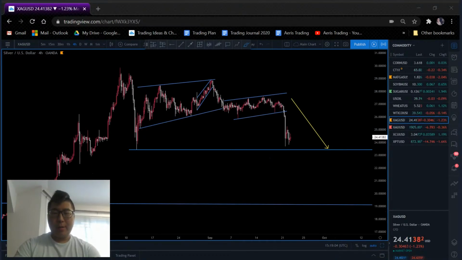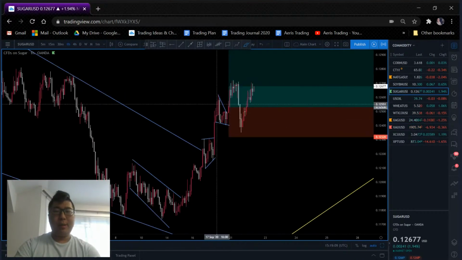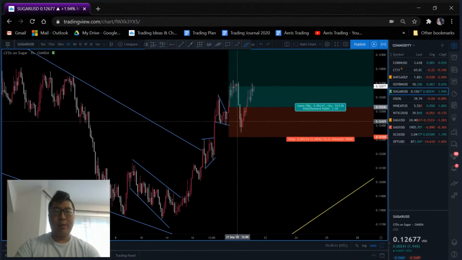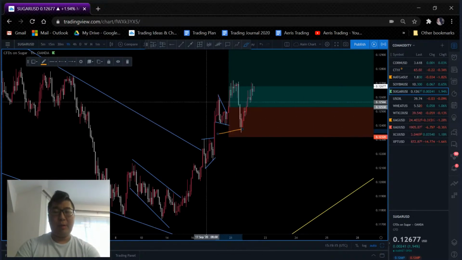How do I determine my stop loss in sugar? Yeah, let's go over that. Very simple, because I see a breakout from this correctional structure. I just set an entry order like this and set a few pips below the correction like this.